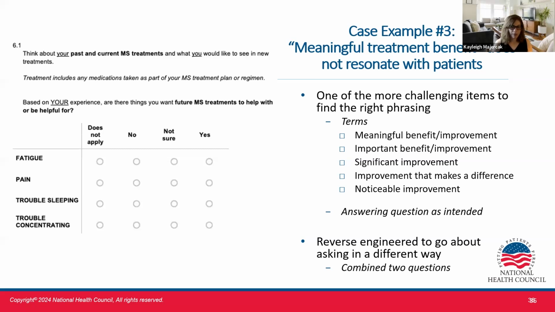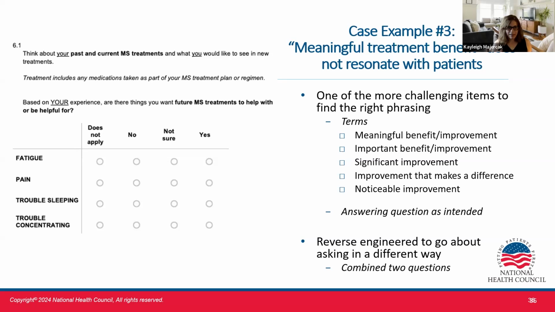We went through meaningful benefit or improvement, important benefit or improvement, significant improvement, improvement that makes a difference, noticeable improvement. And a participant with MS had said, well, this question offends me, because we had improvement in there at the time that we were testing. And of course, that was not the intent to offend anybody. And he said, I'm never going to improve with my MS, so I don't like this question. So we had to think about a different way to ask the question, getting at what we wanted to understand.